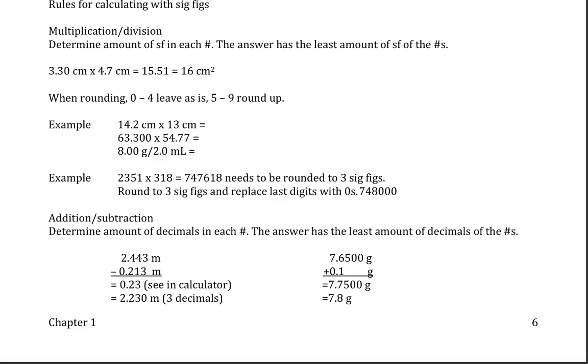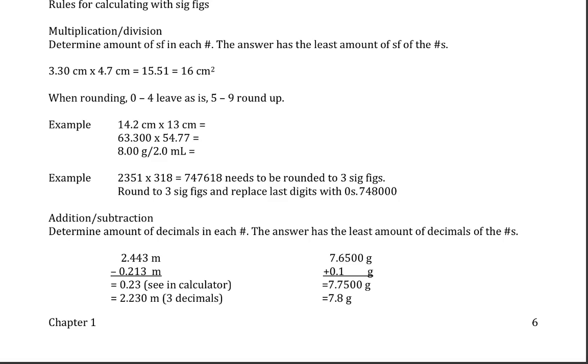Now notice that the 6 that we're dropping is 5 or greater, so what we will do is round that 7 up to 8, and we'll report 748000.